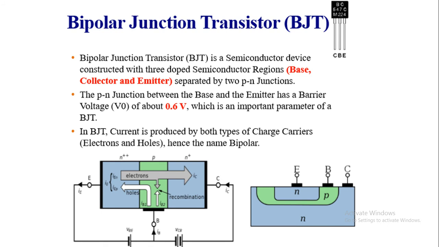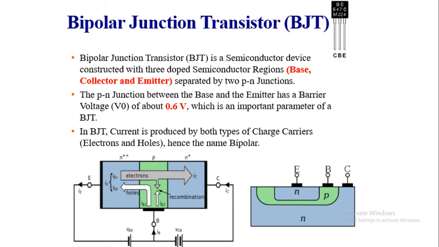It's a semiconductor device constructed with three doped semiconductor regions. We have the base, collector, and the emitter, separated by two p-n junctions. The p-n junction between the base and the emitter has a barrier voltage V0 of about 0.6 volts, which is an important parameter of a BJT.